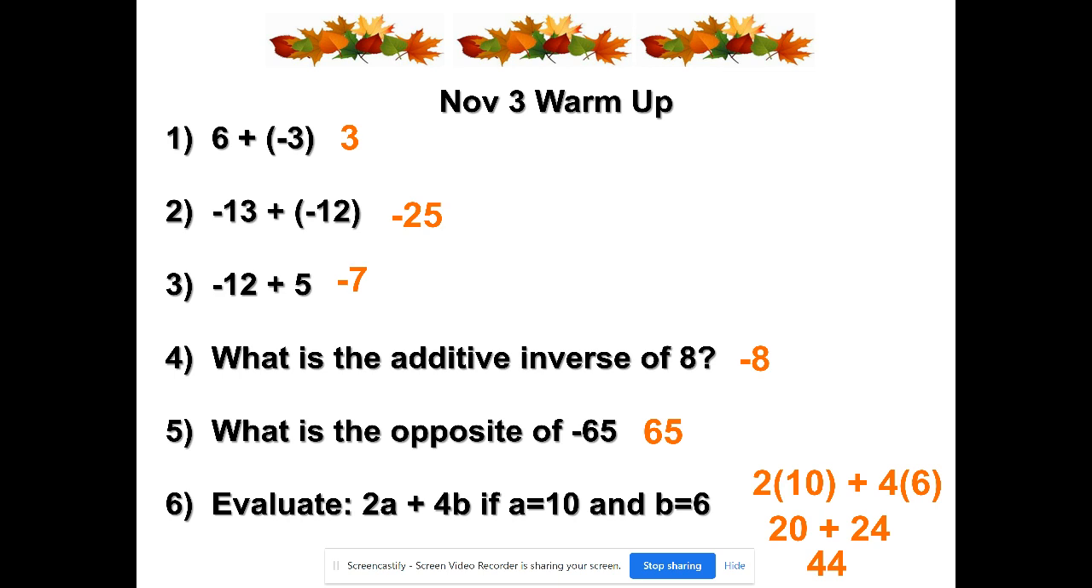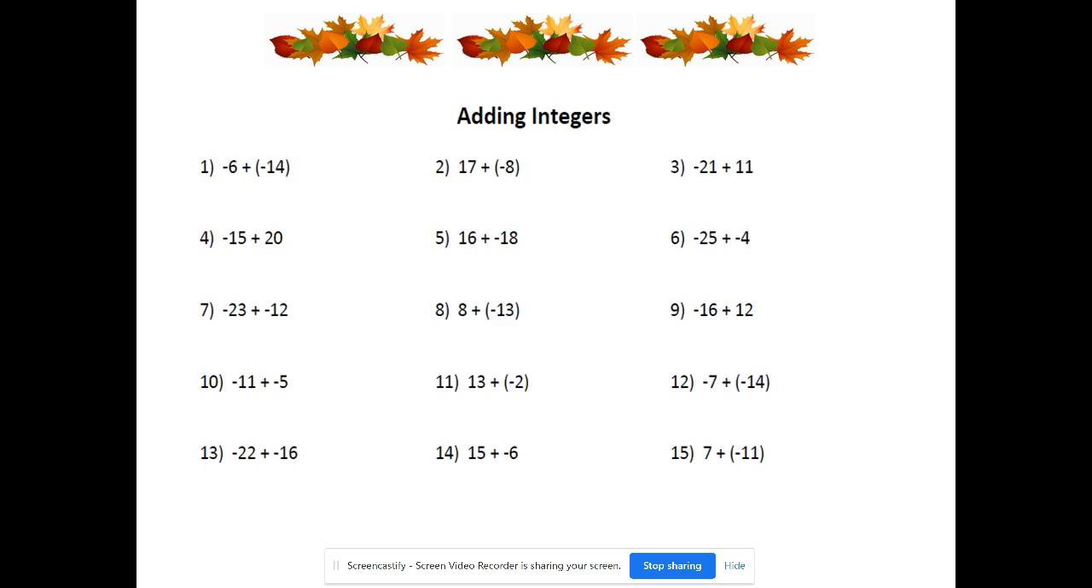Let's quickly go over your homework. So for the homework, just a quick review of the answers. Remember, same signs add, keep the sign. Different signs subtract, take the sign of the larger. So 1 should be negative 20. 2 is positive 9. 3 is negative 10. 4 is 5. 5 is negative 2.